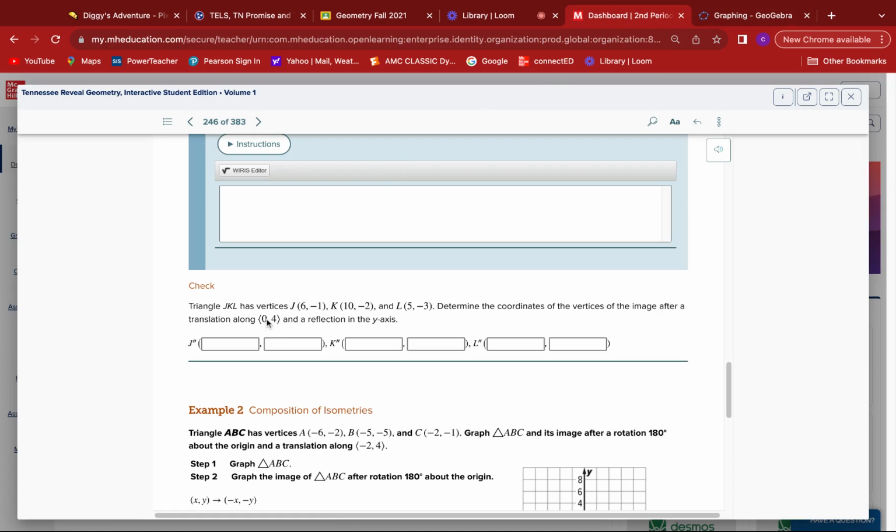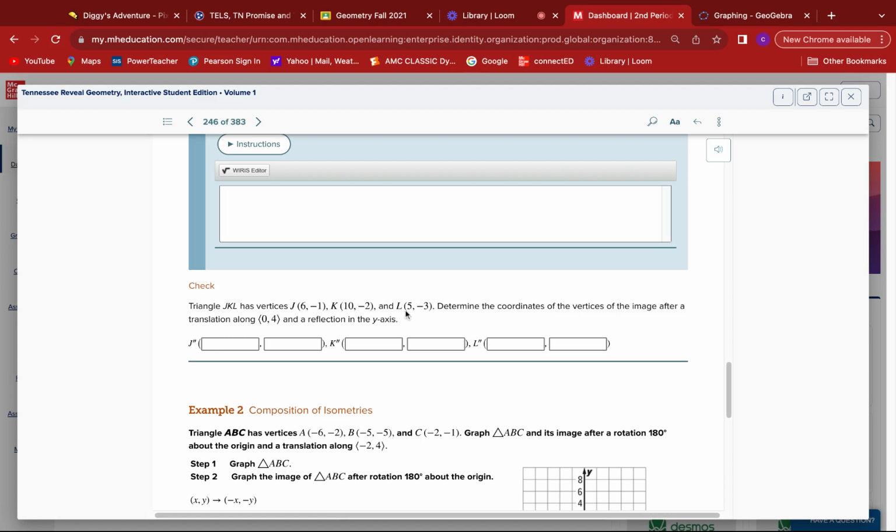0 means that I do not add or subtract anything from the first number. So 6 plus 0 is just going to stay as 6. Because this is a positive 4, I'm adding 4 to the y value. So 6 stays the same, and then -1 plus 4 will be a 3. So you'd be looking at 6, 3. All right, 10 stays the same. I'm going to add the 4 to the -2. So -2 plus 4 will be a 2. So it'd be 10, 2.